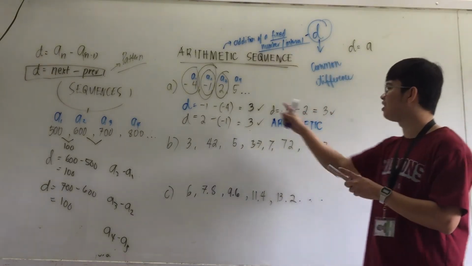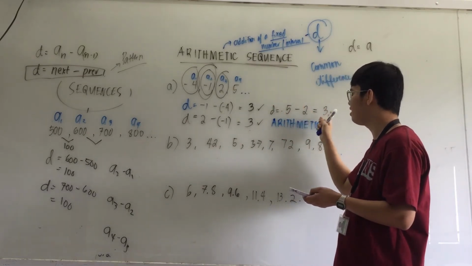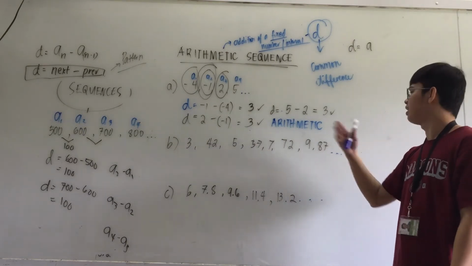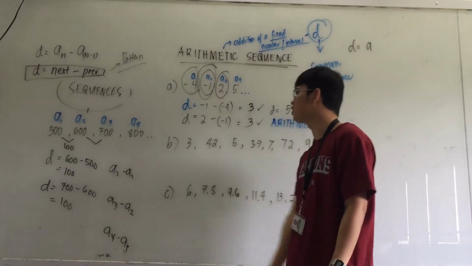Again, since the differences are equal, therefore it is common, therefore arithmetic. Okay? Now, let's move on to the next one.